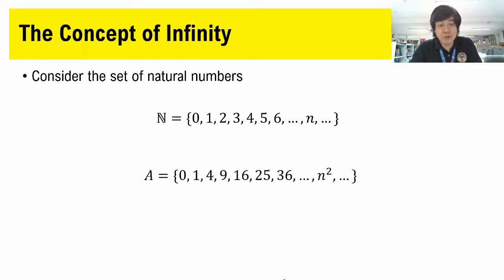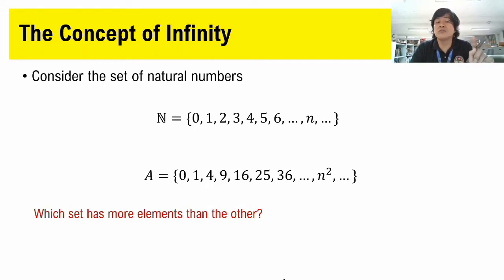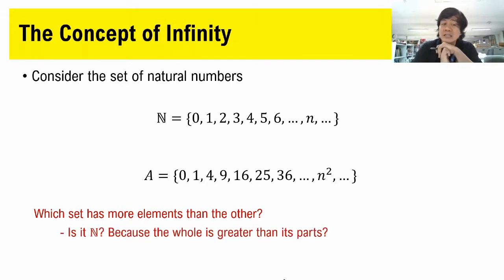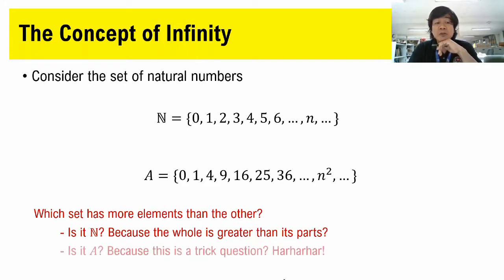So you have 0, 1, 4, 9, 16, so on and so forth, or in general, the elements n squared. So the question is, which among these two sets has more elements than the other? Is it the set of natural numbers, because you say that the whole is greater than its part, or maybe you say that it's A because this is a trick question.